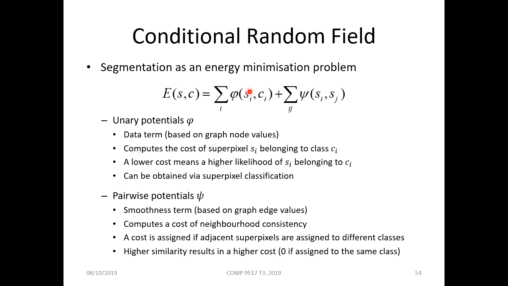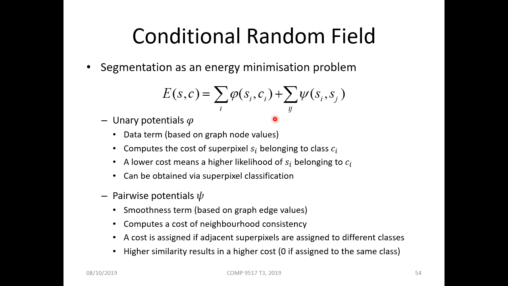It's based on the graph node values. What that says is you need to compute the cost for a superpixel S to belong to a certain class. Lower cost means higher likelihood that a pixel belongs to a specific class. And how can you compute this likelihood? Well, for example, by applying some kind of classification technique. Could be anything, support vector machines or whatever.